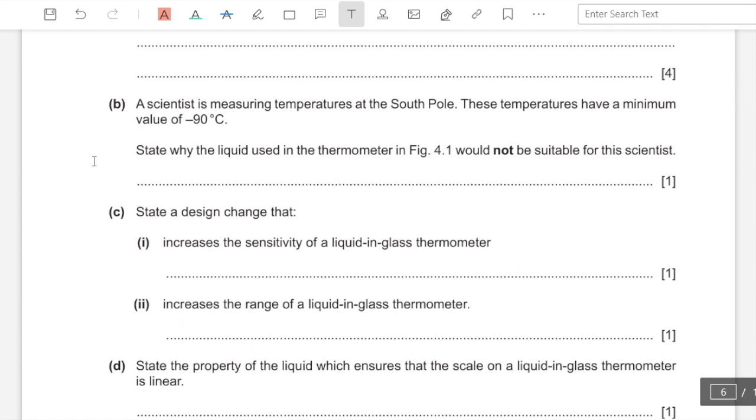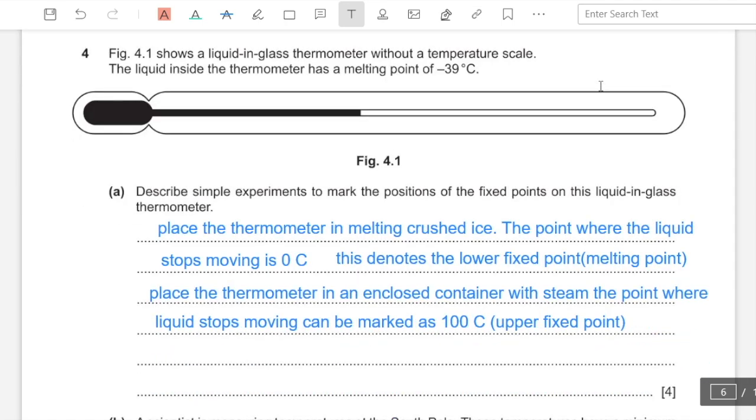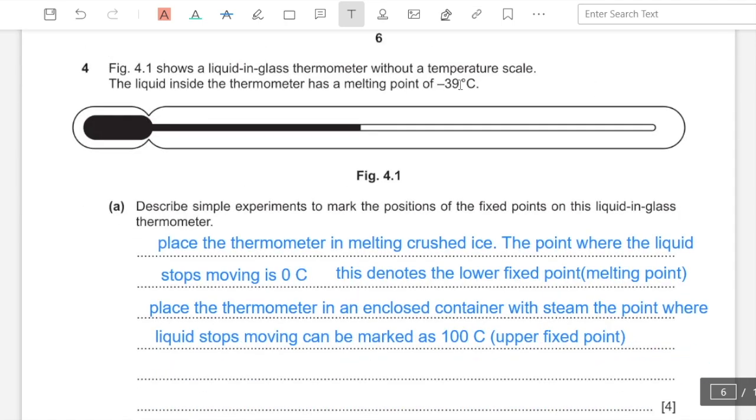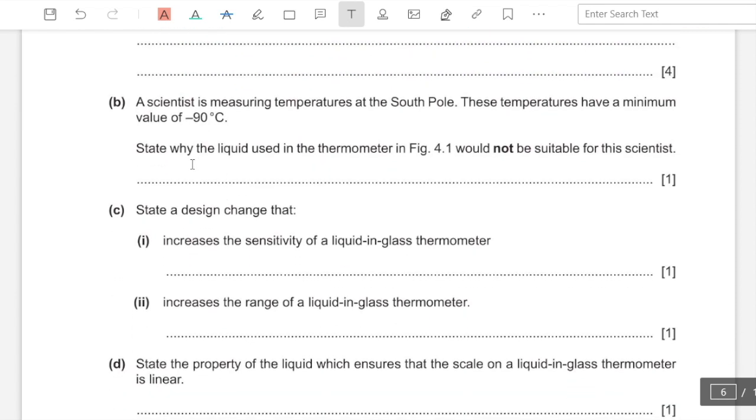B. A scientist is measuring temperatures at the South Pole. These temperatures have a minimum value of negative 90 degrees Celsius. State why the liquid used in the thermometer in figure 4.1 would not be suitable for this scientist. The question mentions over here, melting point is negative 39 degrees Celsius, which means freezing point is also negative 39 degrees Celsius, and this temperature is higher than the minimum value over here, which means at negative 90 degrees Celsius the liquid would already be solid, and so it cannot move and function as a liquid in glass thermometer.